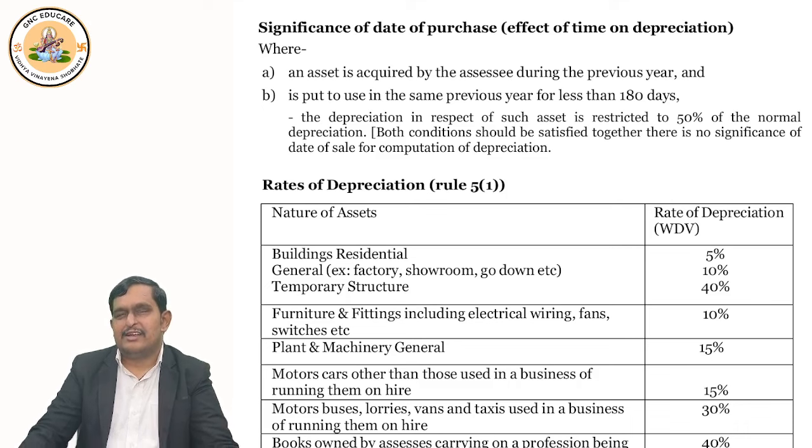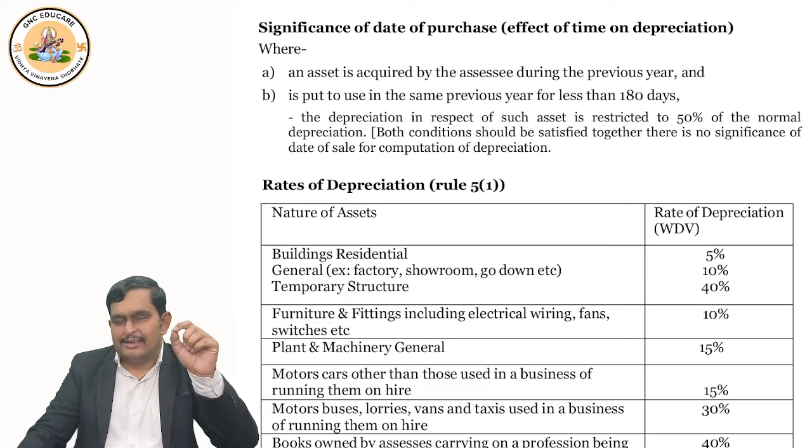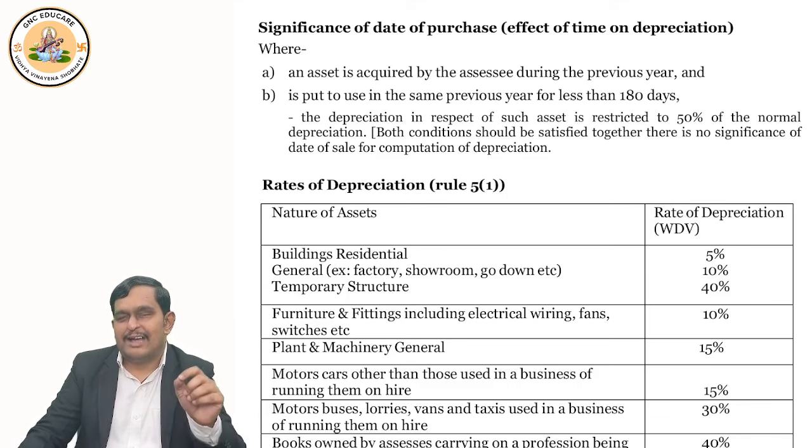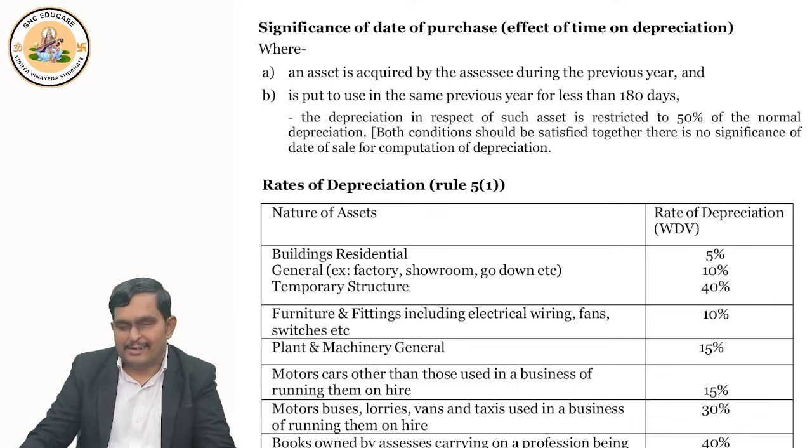So the right answer is, condition says that the year should be the year of purchase. So the condition is met. Second condition is the asset should be put to use for less than 180 days. So what happened here? We should check the number of days of use from the date of usage. So suppose January to March. Suppose 90 days.